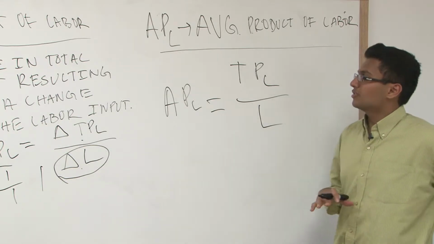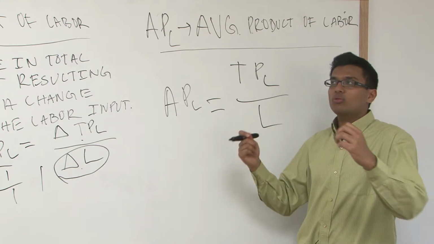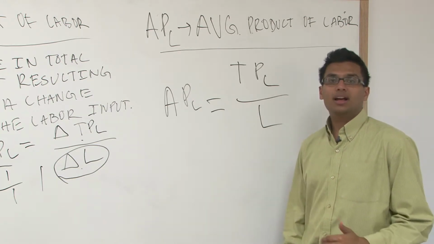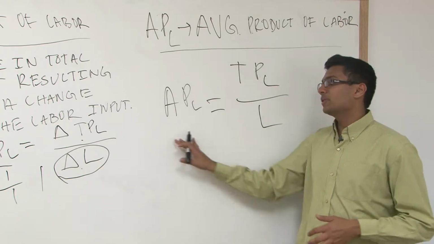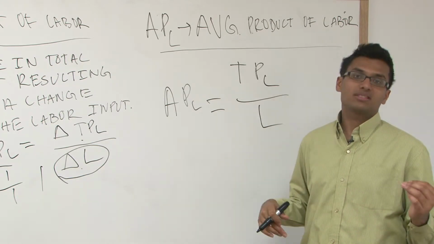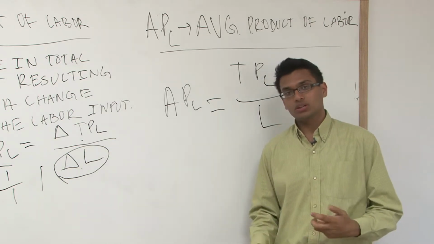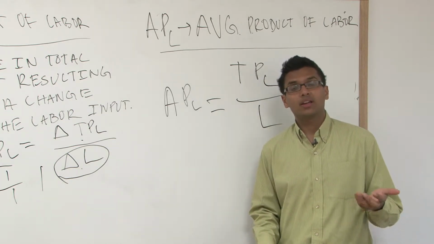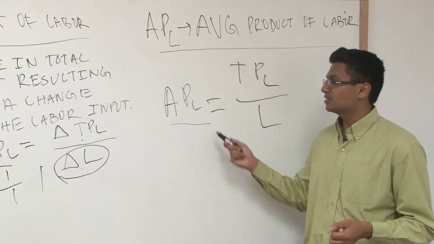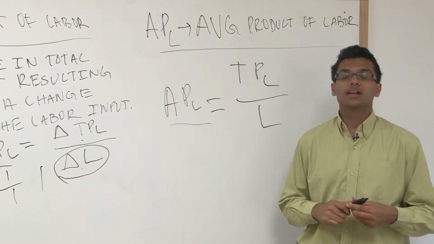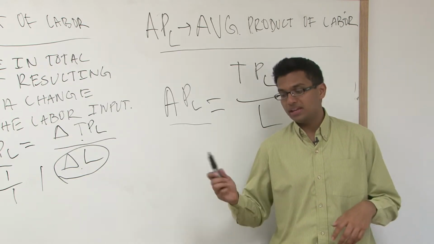Marginal analysis and average analysis are typically used just to understand how my labor is affecting productivity. So APL, instead of a fancy definition, basically says that if I take my total product and divide it by the labor, on average, what is the product being produced? So this is average analysis, that's marginal analysis. Understanding both is very important.